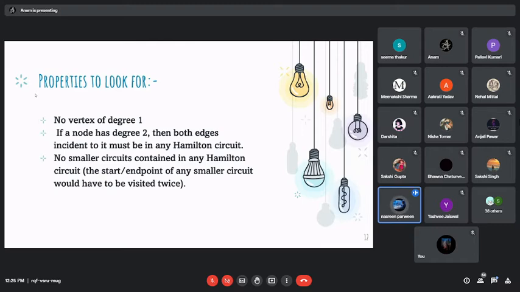Also note that when a Hamilton circuit is being constructed and the circuit has passed through a vertex, then all remaining edges incident with this vertex, other than the two used in the circuit, can be removed from consideration. Furthermore, a Hamilton circuit cannot contain a smaller circuit within it. Next slide.